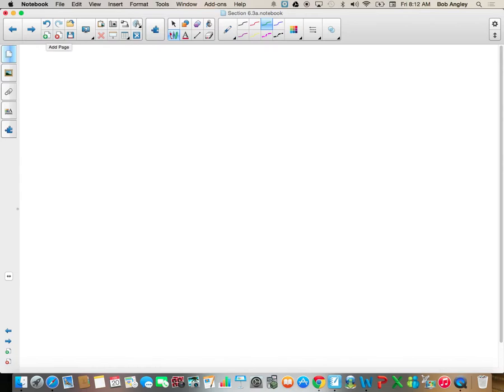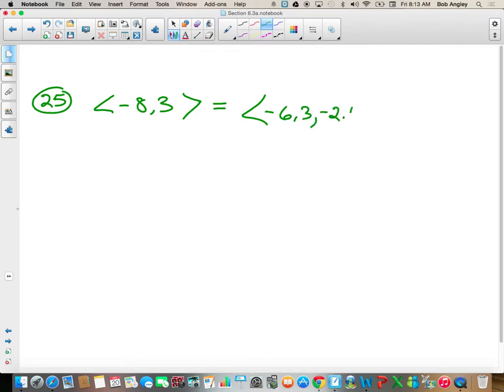Okay, so in 25, the vector u was the vector negative 8, 3. We wanted to write u as the sum of two orthogonal vectors. The one we just got was negative 6.3, negative 2.1, was that right? Yes. Okay, so negative 6.3, comma, negative 2.1. And now we're supposed to add to that this other vector.